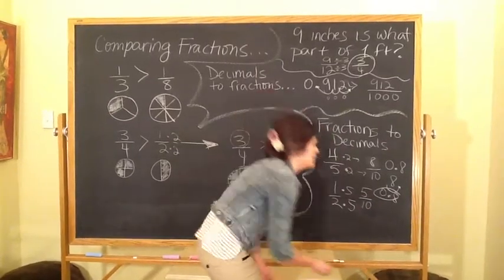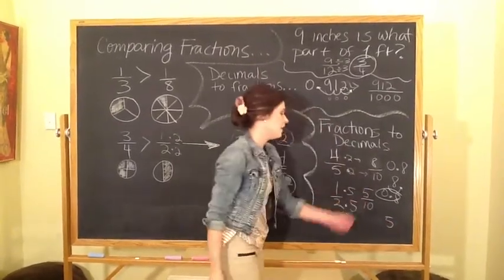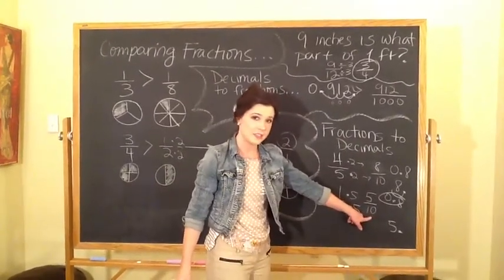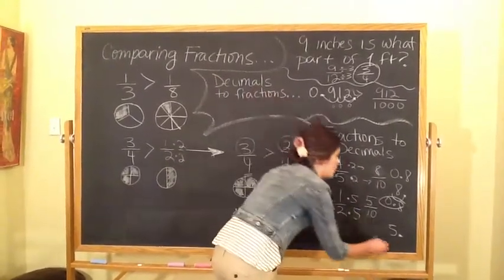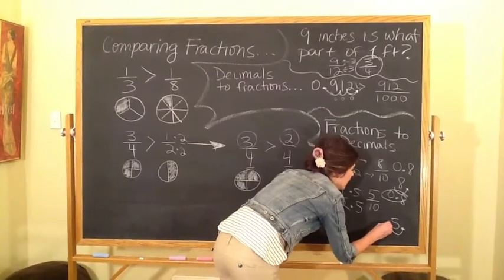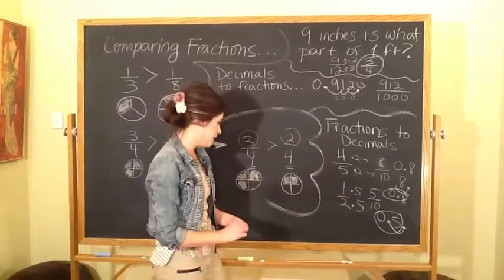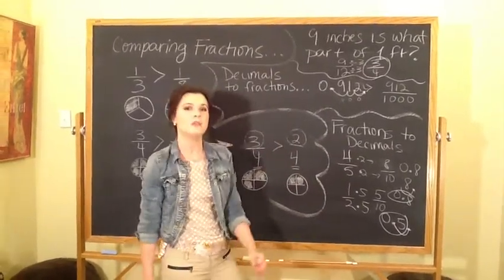Now I'm going to write the number 5, because that's my numerator, and I'm going to move over my decimal however many zeros I have in the denominator. So since I have 1 zero, I'm going to move it over 1 time, and we have the decimal 0.5, which is commonly already known right off the bat for 1/2.